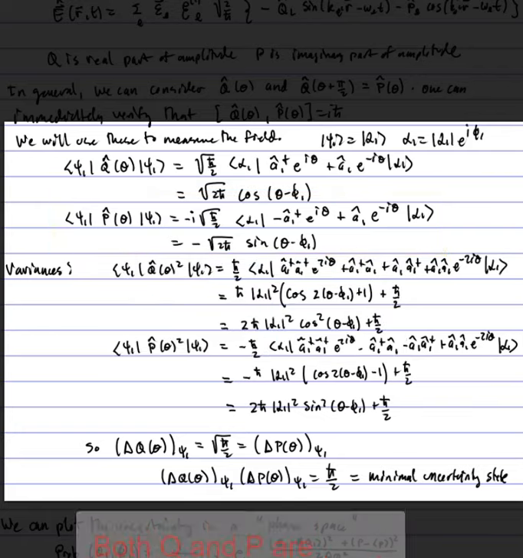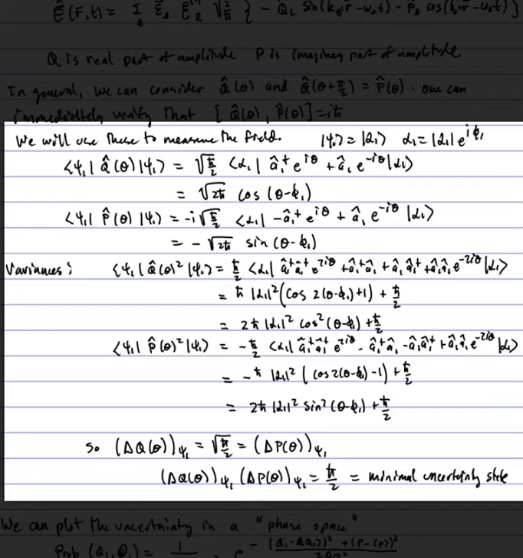We want to look at the variances as well. You have to be careful when you evaluate the variances because one of the terms, A1 dagger, is not in the correct order. We have to use the commutation relation to change the order of that in order to be able to evaluate the A operators acting to the right on the alpha 1 ket and the A dagger operators acting to the left on the alpha 1 bra. And when you do that, you'll get h bar modulus of alpha 1 squared times cosine 2 times theta minus phi 1, plus 1, plus h bar over 2. I can use a trig identity, the double angle formula, to rewrite that as 2 h bar alpha 1 squared cosine squared of theta minus phi 1 plus h bar over 2.